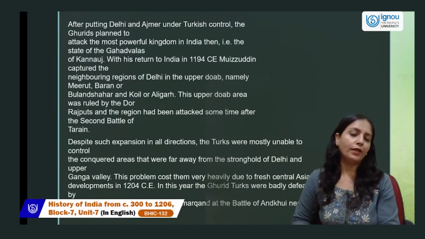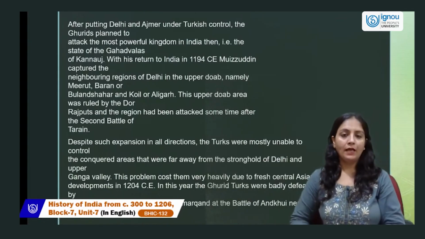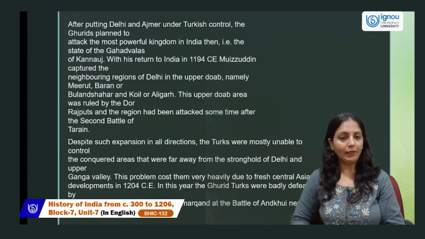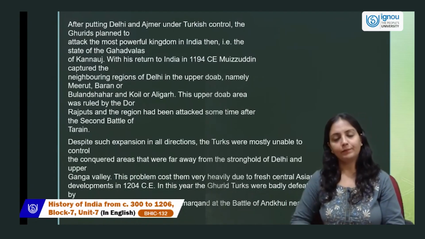With his return to India in 1194 CE, Muizuddin captured the neighboring regions of Delhi in the Upper Doab, namely Meerut, Baran, Bulandshahr, Koil, and Aligarh.